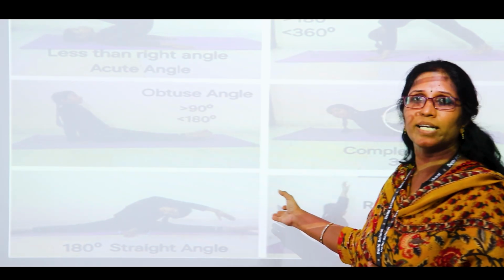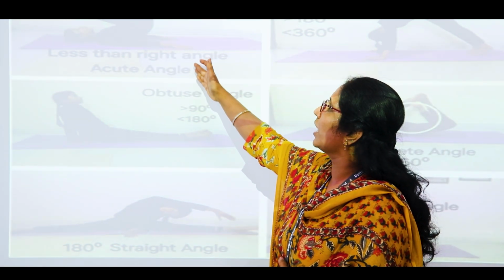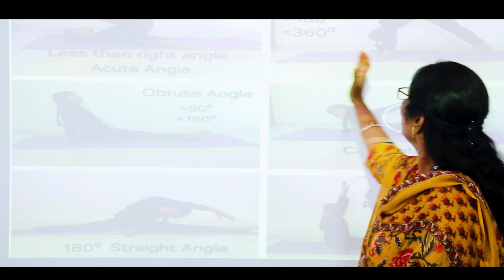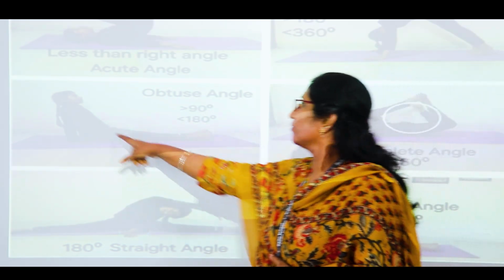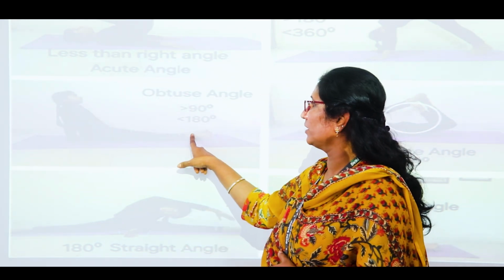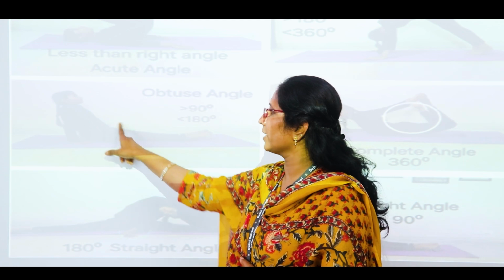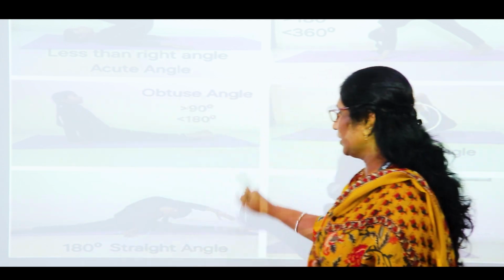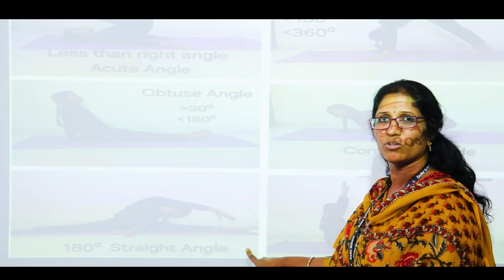These are some of the examples of the yoga postures. The first posture tells us about the acute angle, and the second one tells about the obtuse angle, where we can see the angle position of the person who is sitting here. It is more than 90 and less than 180 degree. And the third one is 180 degree, which is a straight angle position this posture is showing.